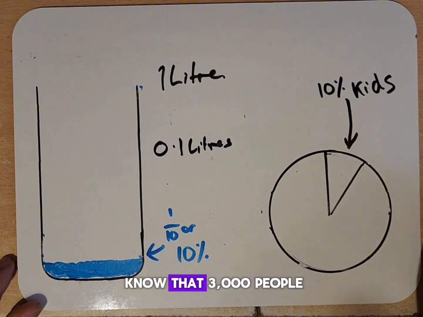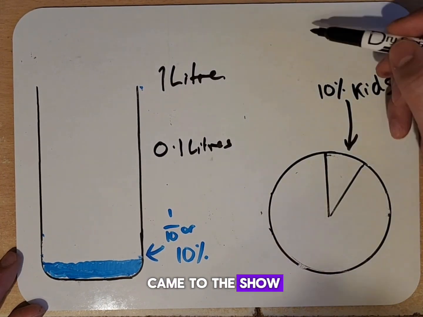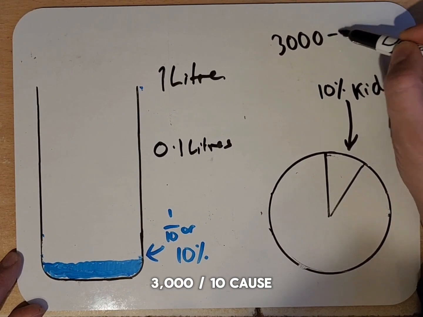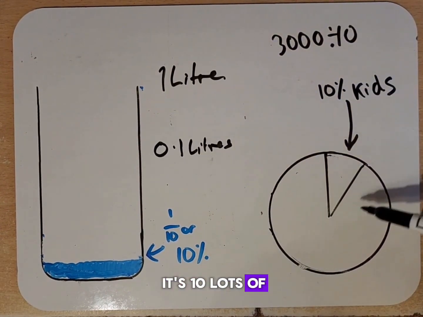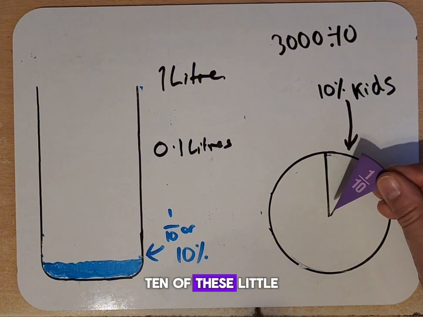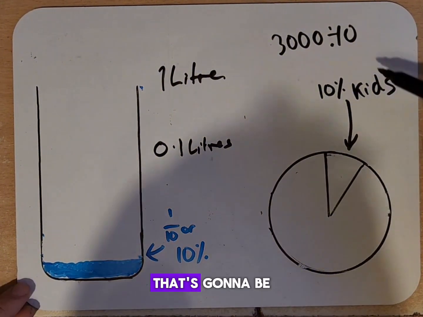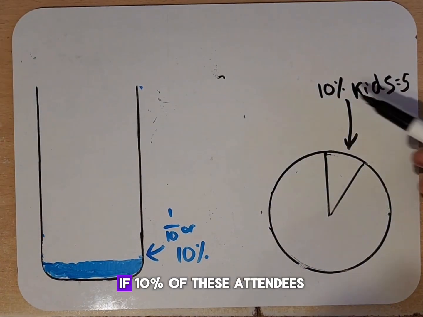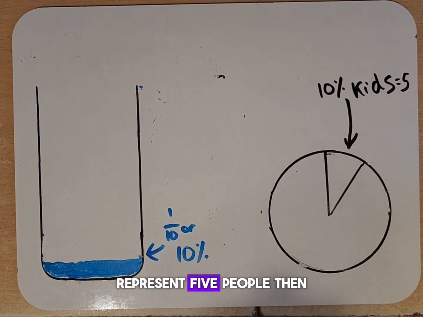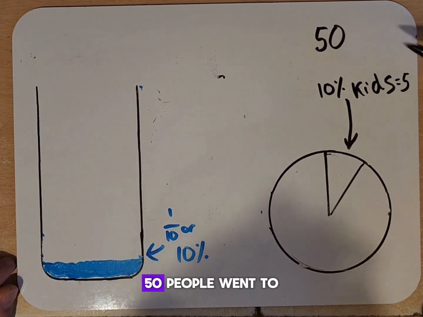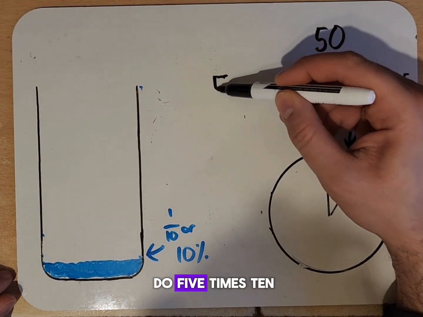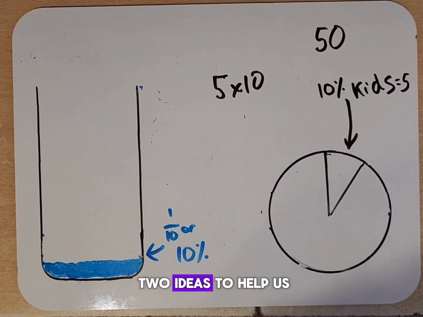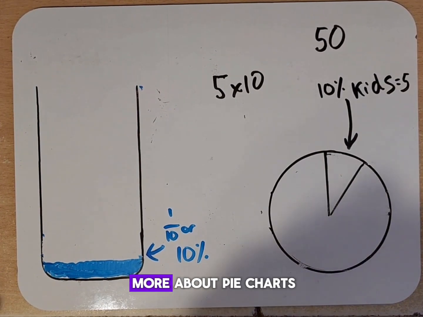Whereas if we know that 3,000 people came to the show and 10% of them were kids, 3,000 divided by 10, because there's 10 lots of 10% slices, 10 of these little slices in the pie chart, that's going to be 300 were kids. If 10% of these attendees represent 5 people, then we know 50 people went to the show, because we do 5 times 10.